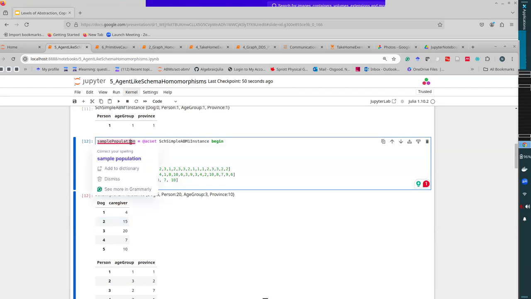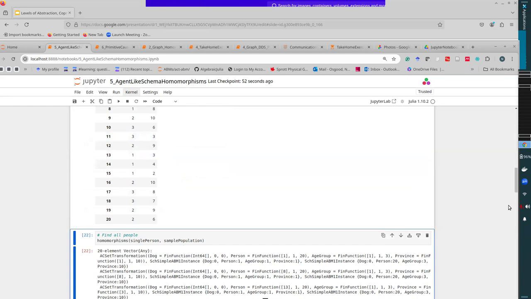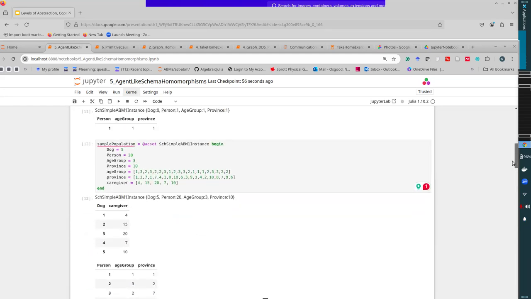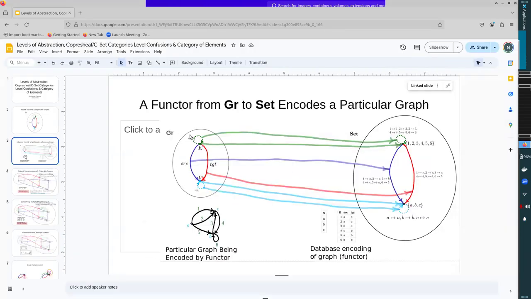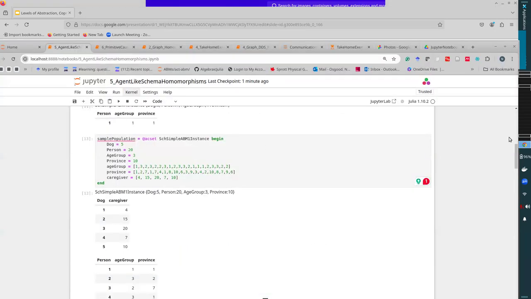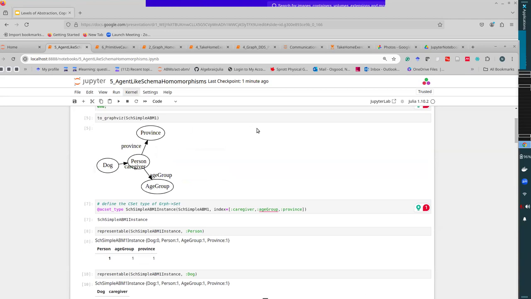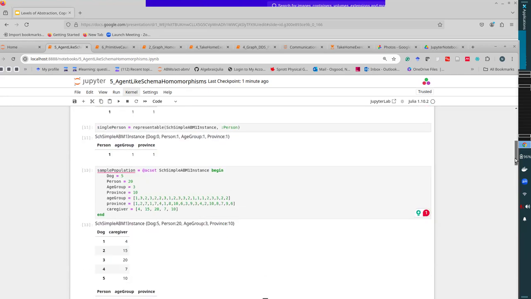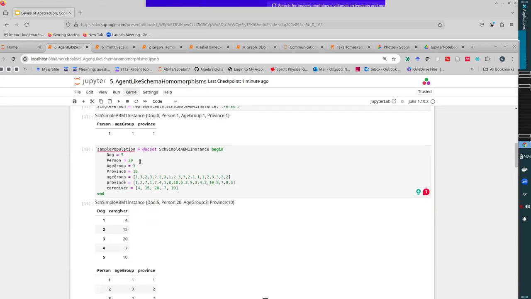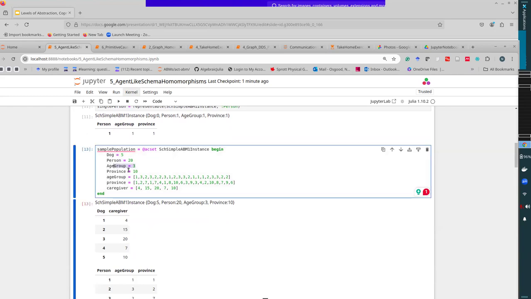We just defined this ACSET. This is a particular ACSET, right? It's a particular mapping from our schema, from some schema category. We saw it up there, right? This one up here to set. So there's a particular set of dogs, right? A particular set of people, a particular province that each of those people belongs to, a particular age group. How many dogs are there? There's 5. There's 20 persons. There's 3 age groups into which we distinguish people. And there's 10 provinces.